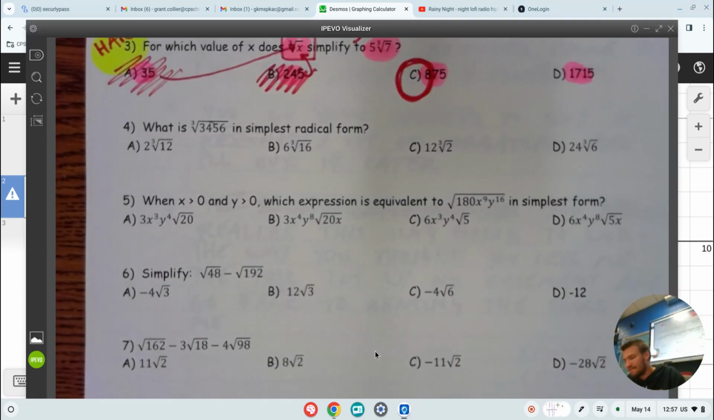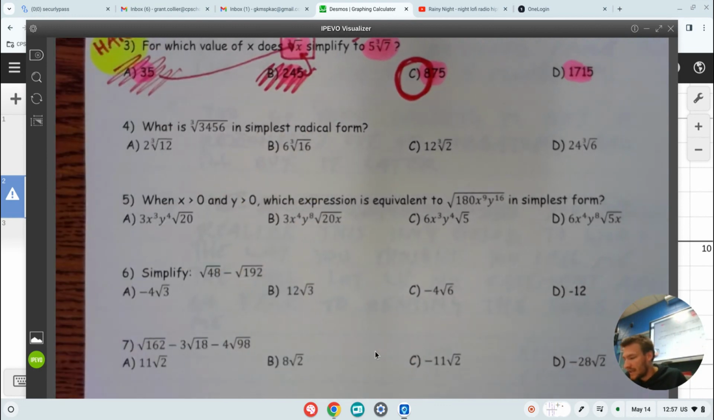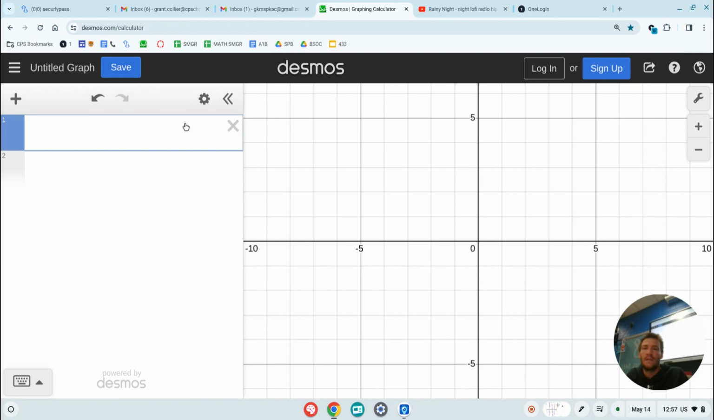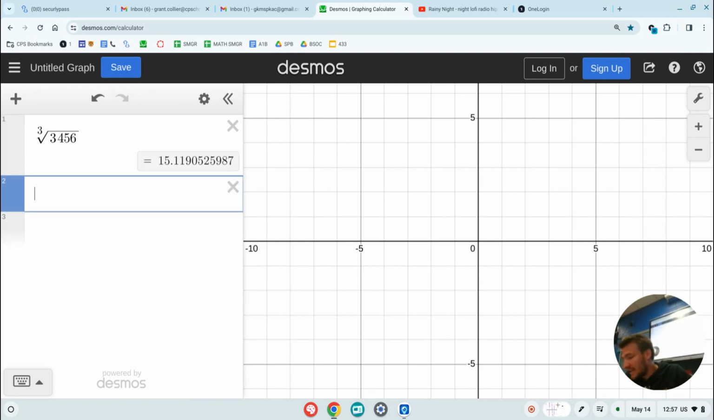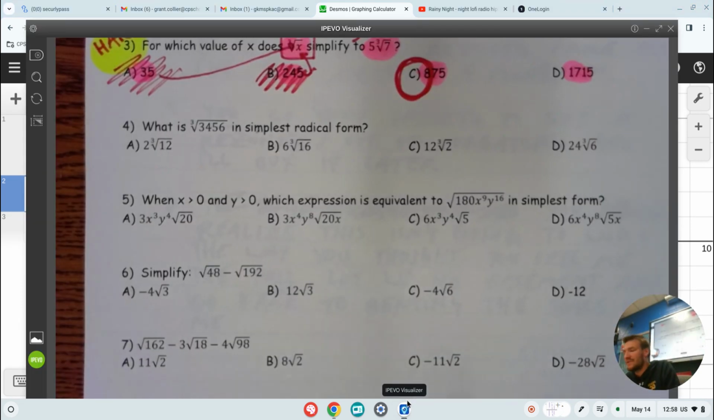All right, moving on. The rest of these, pretty easy. We just need to type them in and see what we get. Number 4, I'll do it quickly here. The cube root of 3456. That's kind of a nice number. CBRT 3456. Enter. And again, if you want to start with the smallest numbers and work your way up, you can save yourself some time.